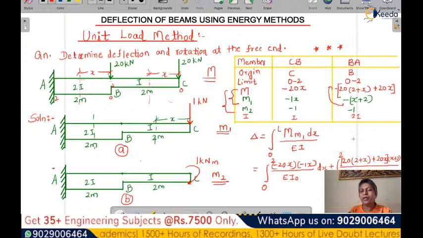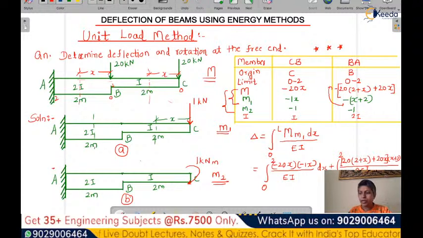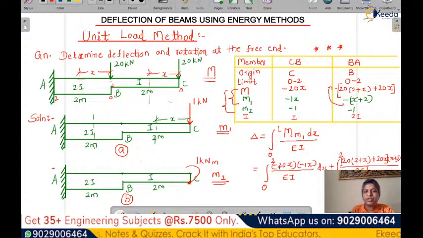Now here the EI term is different, it is 2 EI, so you have to be careful. You have to substitute 2 EI. Once we do the integration, this will become 20 x cube. So let's go to the next page.